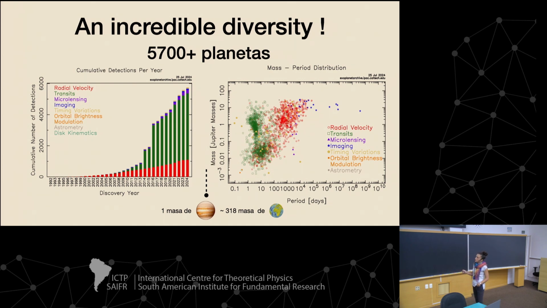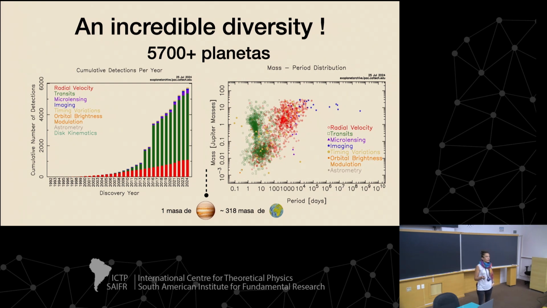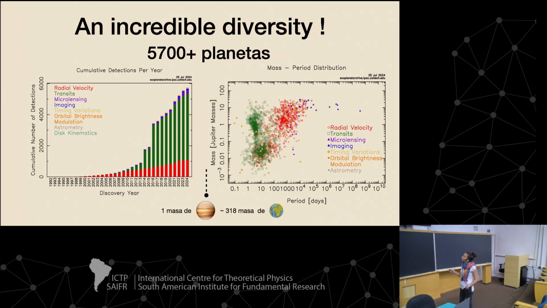So you see that it's exponential indeed, because when we understood where to look, and we developed the technology, it was much easier to find a new exoplanet. And here you have the parameter space for the separation of the planet from the central star, and the mass of the exoplanet, again as a function of the discovery method.